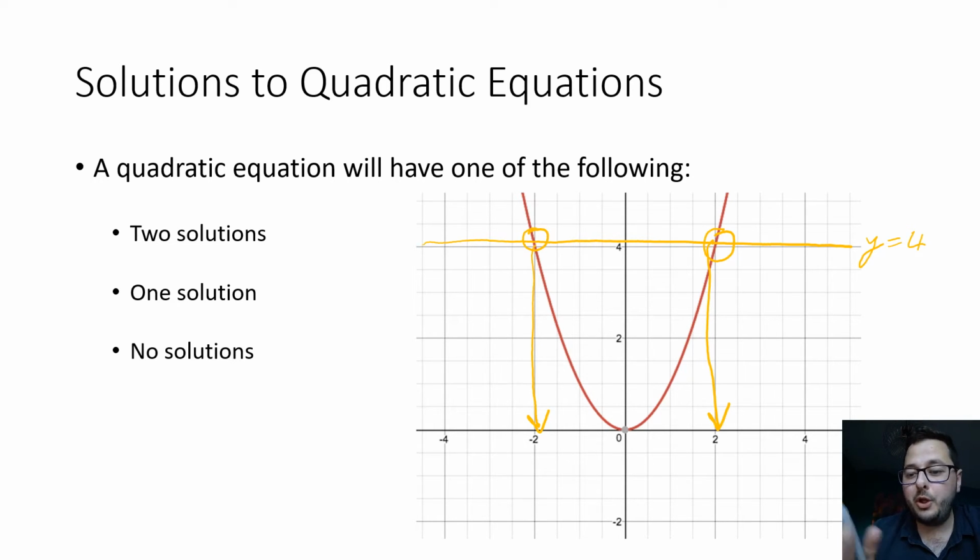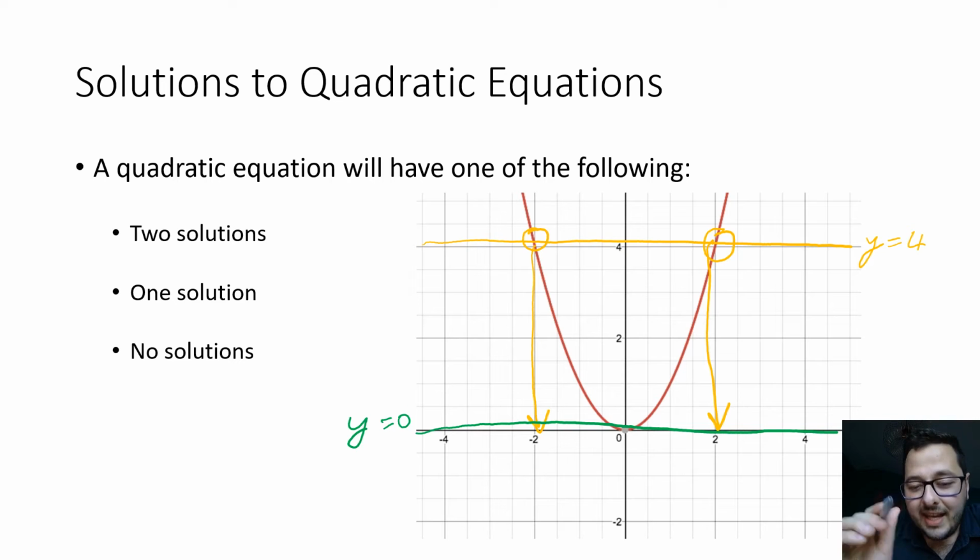Now there's only ever going to be one number that it'll equal where there is one solution, and that's right at this turning point. So here we've got the line y equals 0, and here it just touches the graph of the quadratic equation, it just touches it there at that one point. So that solution would be x is 0. So that only has one solution.